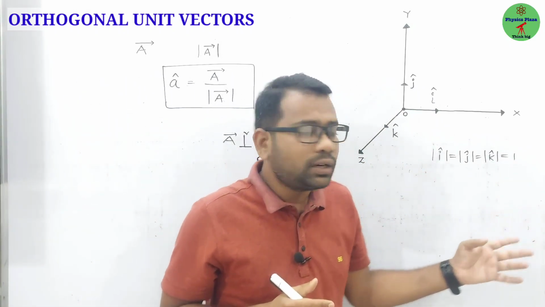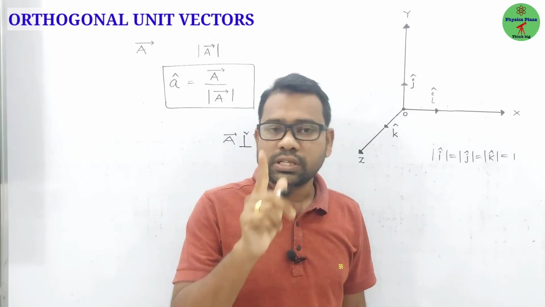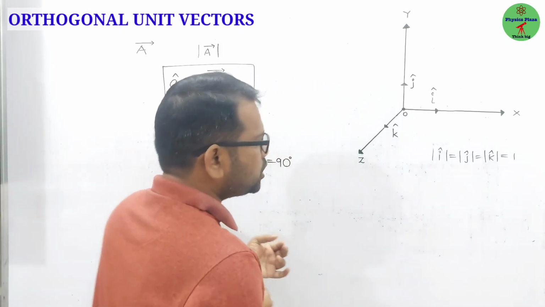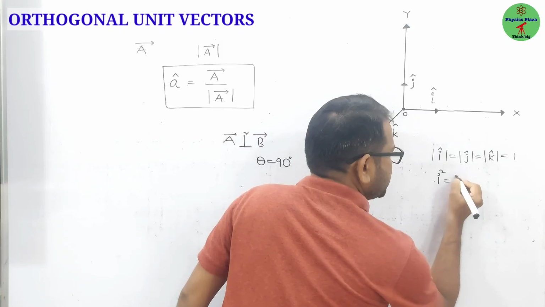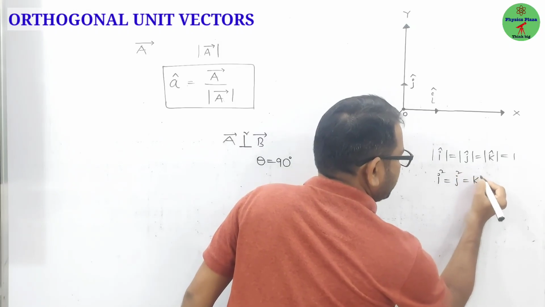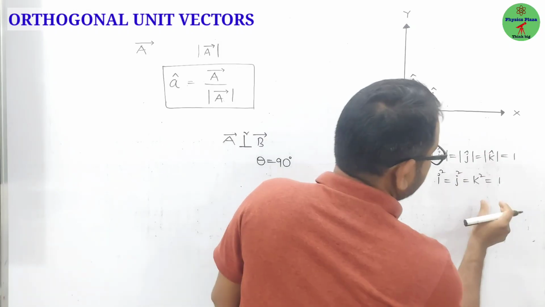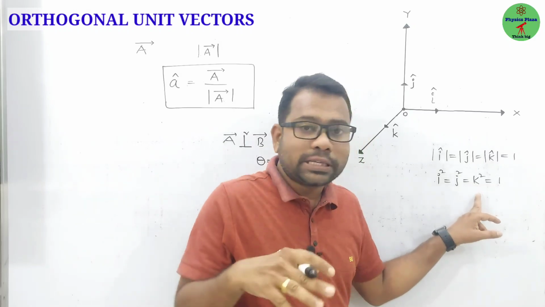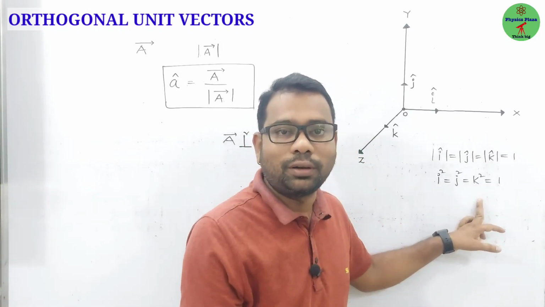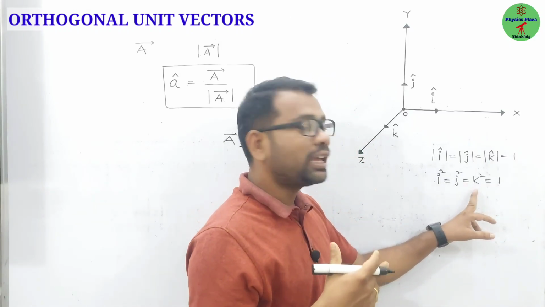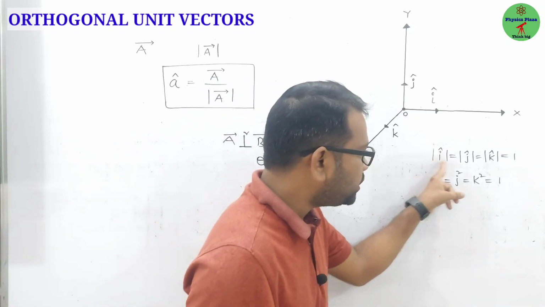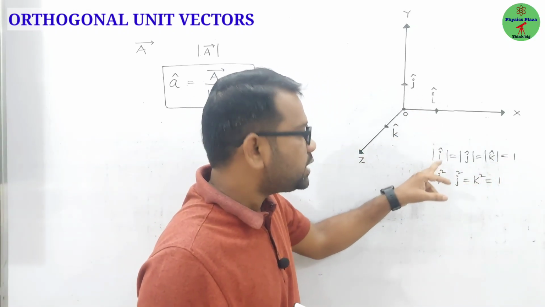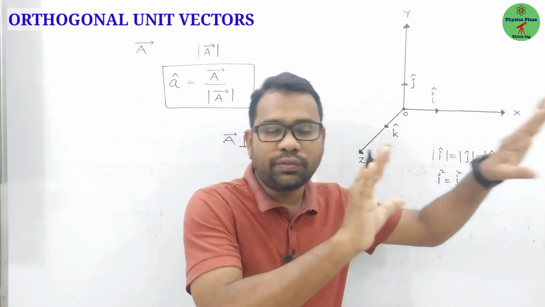Because they are unit vectors, they should have magnitude 1. Here we can also write i square is equal to j square is equal to k square is equal to 1. Children, regarding this, we will be discussing in detail in dot product how i square is 1, j square is 1, k square is 1. So for now, just remember it, okay? So its magnitude is 1. So definitely with that we can say yes, i cap, j cap, k cap are unit vectors.